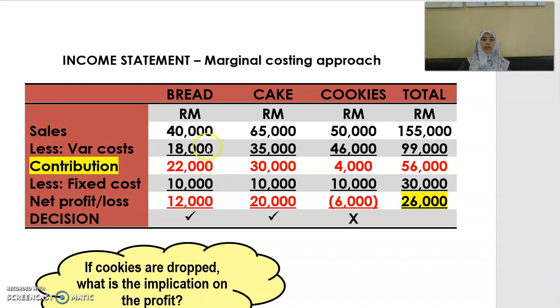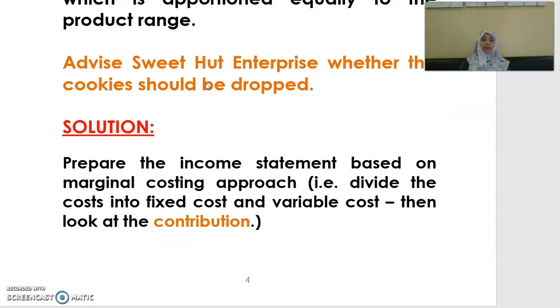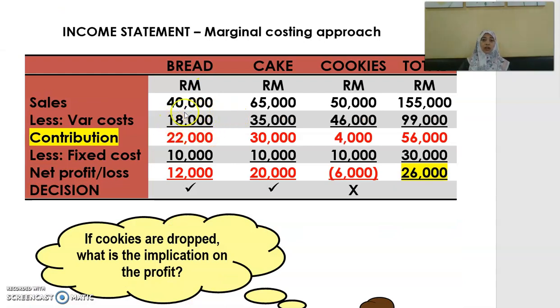Where do you get the variable cost? If you see in the question, you have the total cost of 28,000 for bread, and the total fixed cost is 30,000, which is apportioned equally to your three products. So 30,000 divided by 3, you will get 10,000. So bread will take 10,000 of your fixed cost. 28,000 minus 10,000 gives you 18,000 as your variable cost. So 40 minus 18 gives you 22. That 22 is the contribution. Next, less your fixed cost of 10,000 gives you a net profit of 12,000.